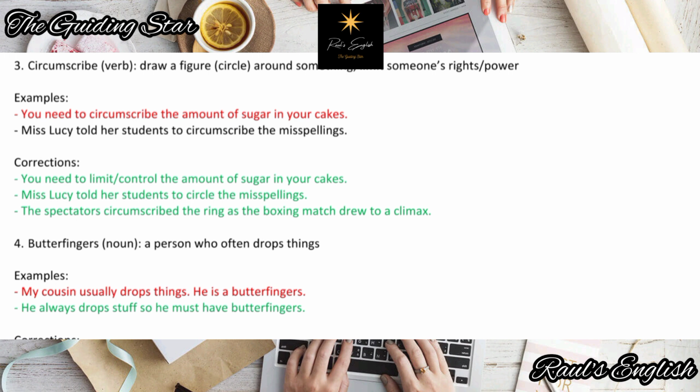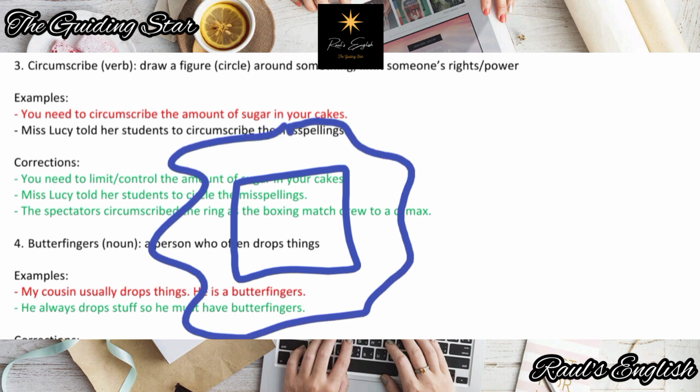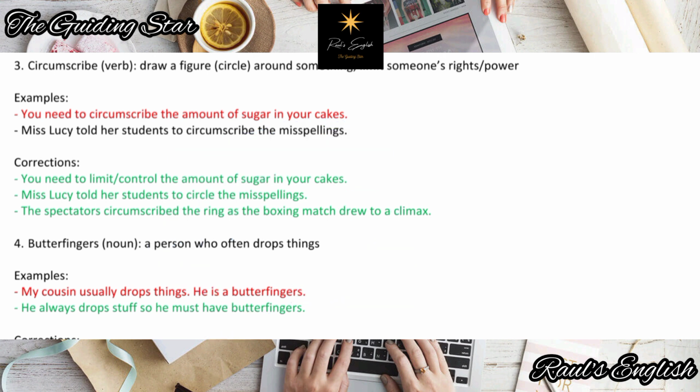Now look at this sentence. The spectators circumscribed the ring. Which ring? As the boxing ring. As the boxing match drew to a climax, they circumscribed the ring, the boxing ring. They gathered around it. This is the boxing ring, and they circumscribed around it, something like that. It doesn't have to be an exact circle, alright? Usually it is a circle, but even if it's not a very exact circle, it's still alright.